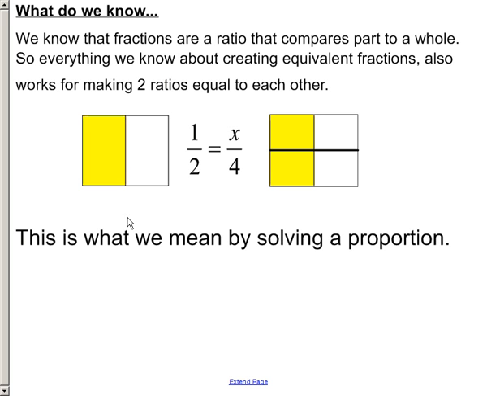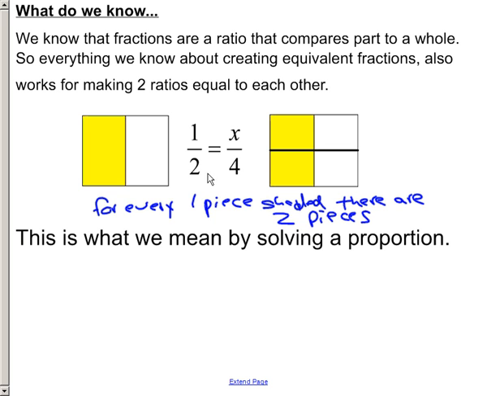I could make this a for every statement and say, for every one piece shaded, there are 2 pieces. So if we have 4 pieces, how many of those will be shaded? Now it has to equal 1/2. The ratio value of this, 1 divided by 2, would be 0.5, so the ratio value of this needs to also equal 0.5. So again, what part is shaded of the whole?